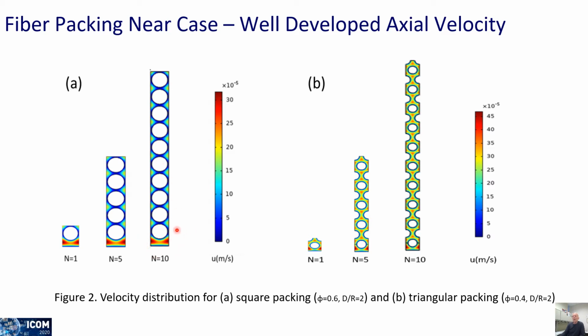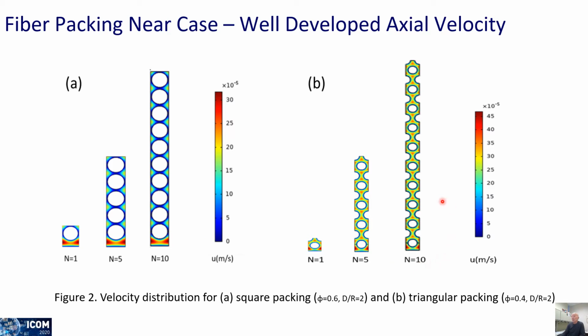So the question is, how large is this velocity down here, and what would be the potential impact of having this high velocity region on overall module performance? One would expect that as you increase the number of fibers and make larger and larger modules, this effect will become smaller and smaller.